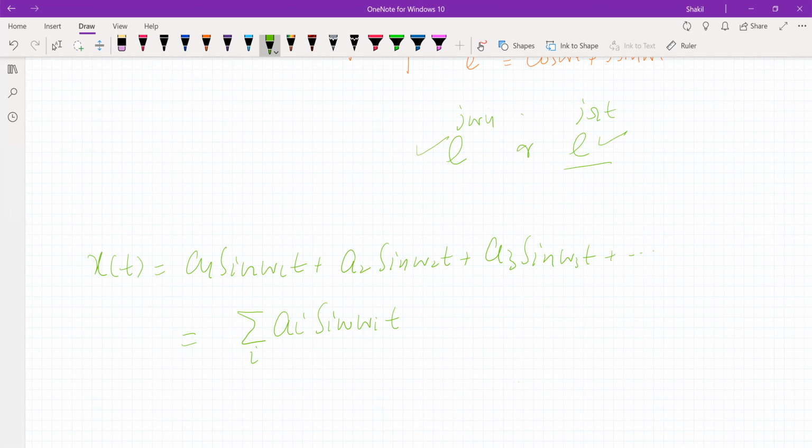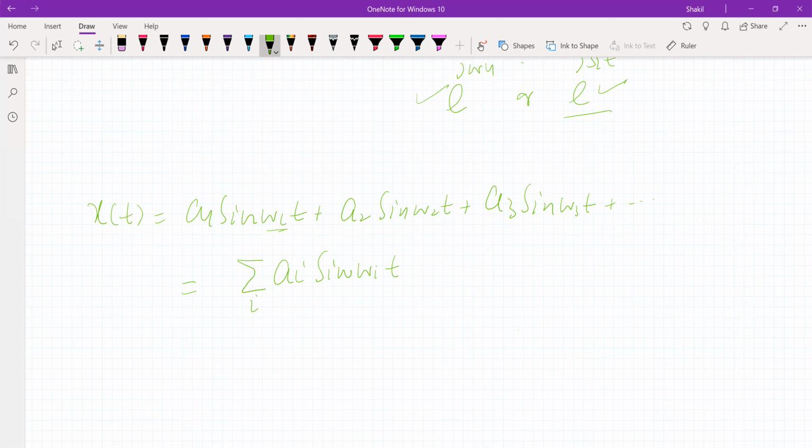When we do this, our goal is not to determine omega 1, omega 2, and omega 3. Our goal is to determine a1, a2, and a3. Meaning, what is the value of a1 and a2 and a3? Now, why are we doing this?